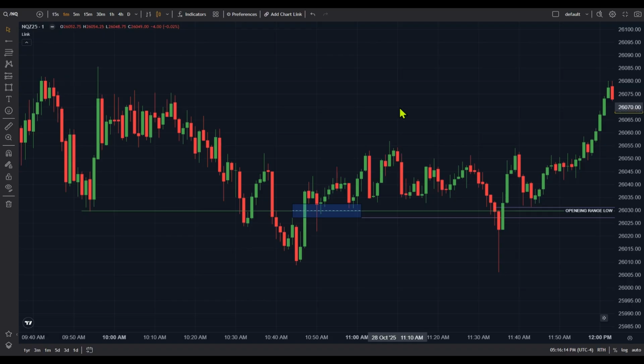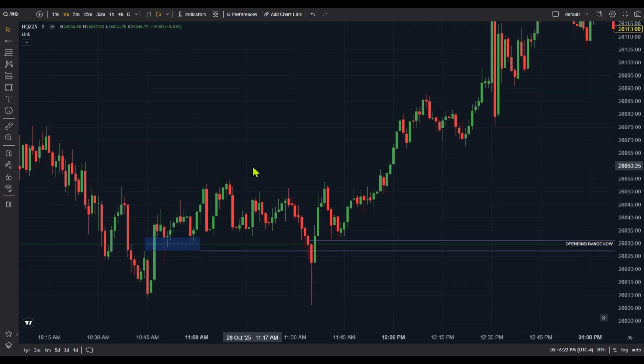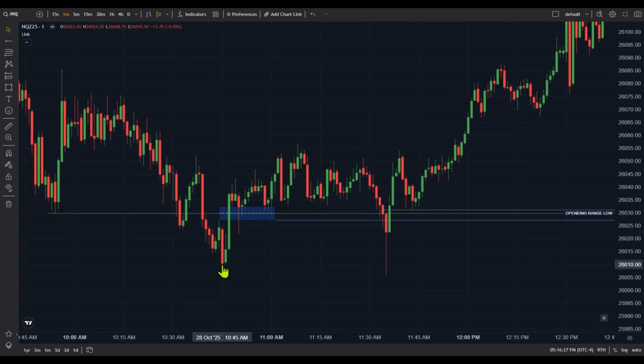But then we didn't continue up. I think actually I was expecting to go higher, and I put my stop at break even. I don't think I even made that. I think I made about $4 on that trade. But then we double tap the low. We make a new low.